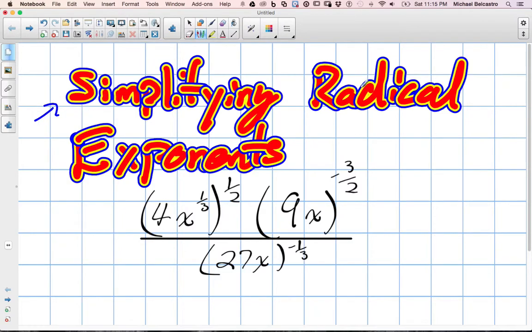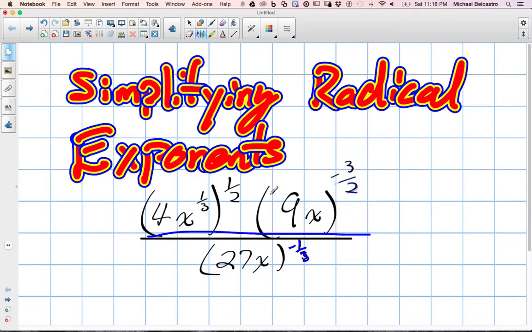We're going to be looking at simplifying radical exponents. So we have our expression here, and this is actually a rather complex expression. It says 4x to the power of a third, and then all of that is to the power of a half. And again, that's the idea of the third root, and this is the idea of a square root, multiplied by 9x to the power of negative 3 over 2. And all of that is divided by 27x to the power of negative 1 over 3. So a lot of radical values here.